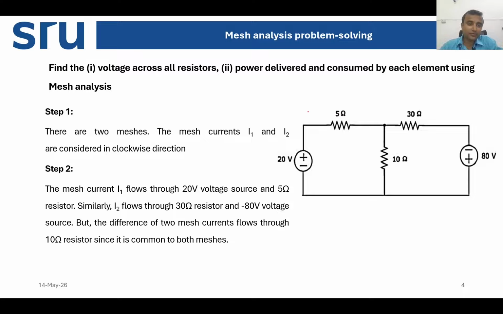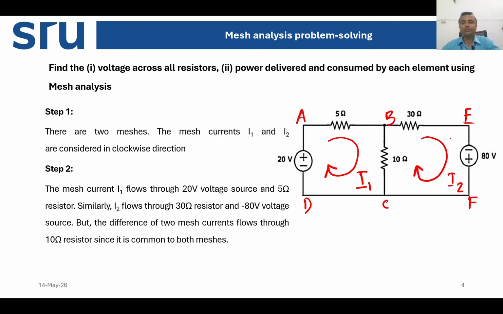First of all, step 1: there are two meshes. We can say this is A, B, C, D and E, F. These are the two meshes, and we consider the mesh currents I1 and I2. You can write this kind of notation in this kind of problem solving.